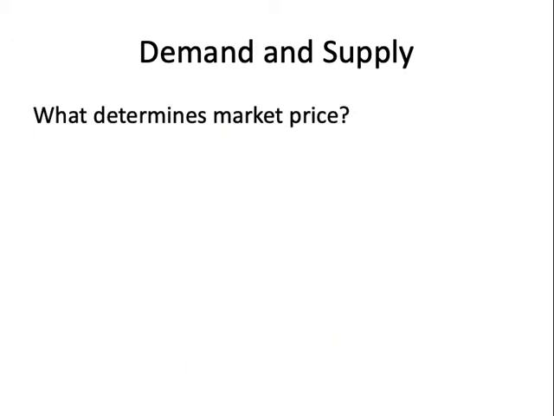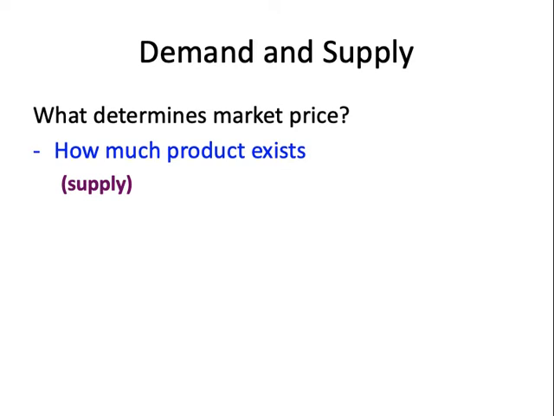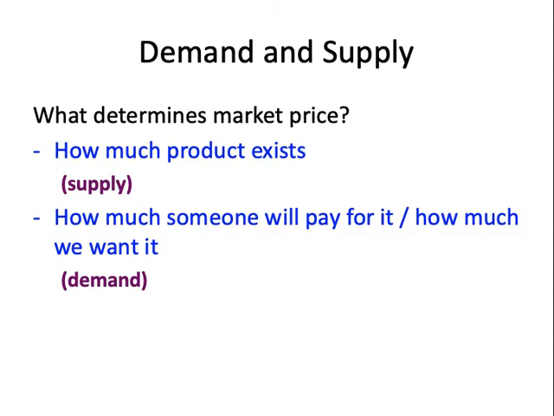So the question is, what determines market price? Okay, and so you need to think about, why does this thing cost that much money? Why does chocolate milk in the cafeteria cost what it does? Why does a coffee at McDonald's cost what it does? Right? So various things will determine price. And so those things are, one, how much of it exists, the supply of it, and two, how much someone will pay for it, or how much does that person want it, or how much does this community or this economy or this group of people want this thing, and that is demand. So how much there is and how many people want it.